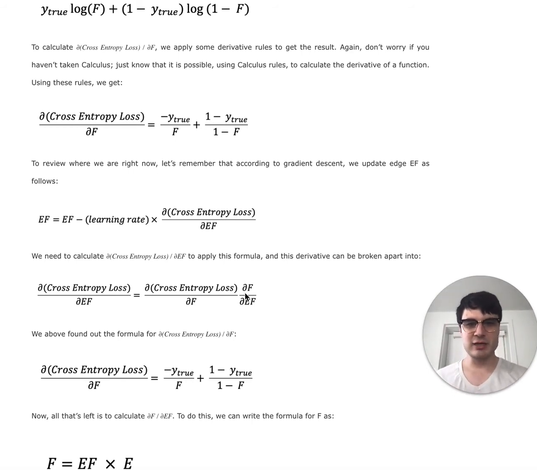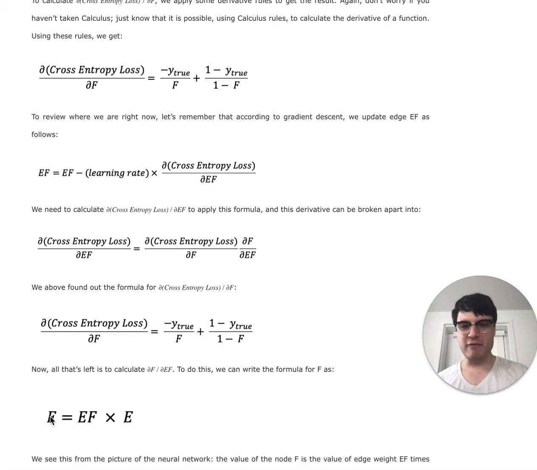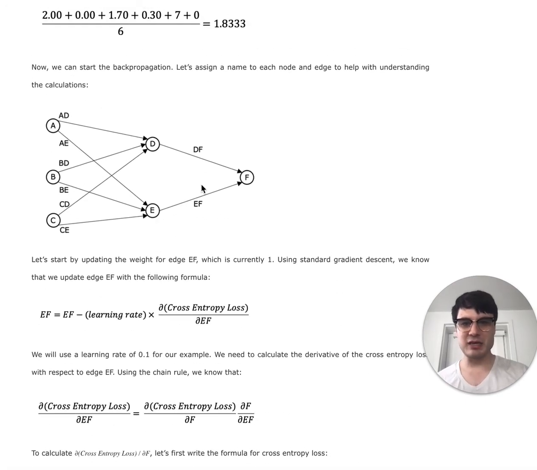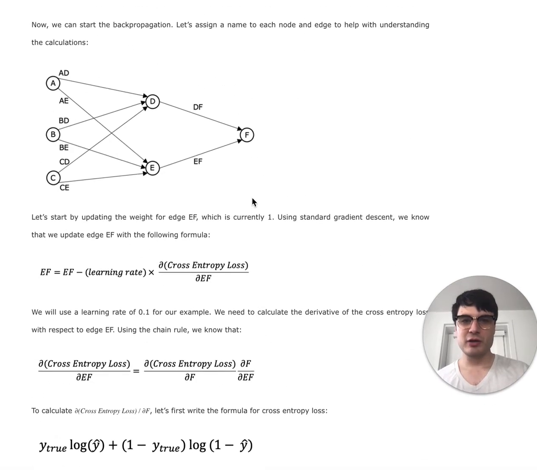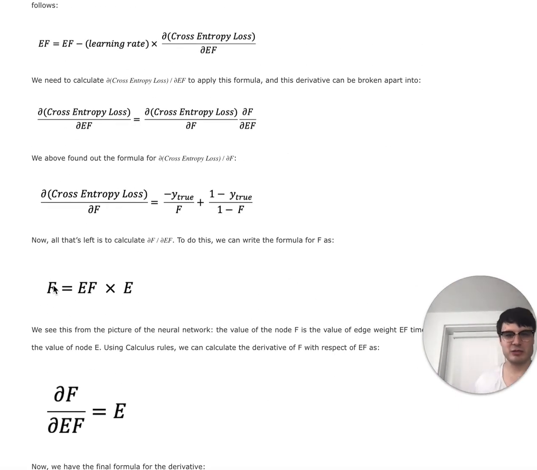Great, that's progress. The next step is to calculate the second term, the partial derivative of F with respect to EF. To do this, let's note that F can be written as EF times E plus DF times D. However, because we're taking the partial derivative with respect to EF, we don't care about DF; it's going to be 0. So let's ignore that for simplicity and think of F as EF times E. If we take the partial derivative of F with respect to EF, we just get E. Very basic derivative rules there.